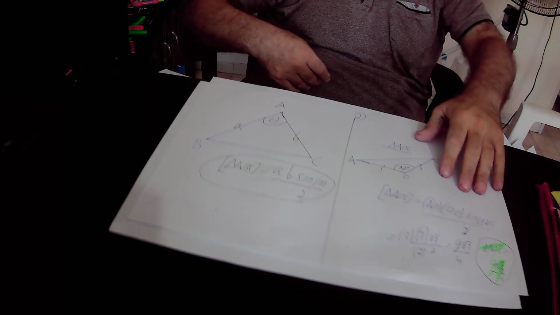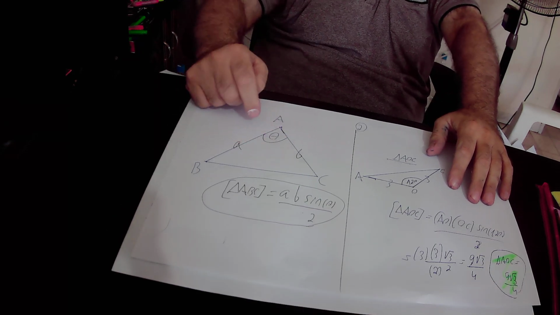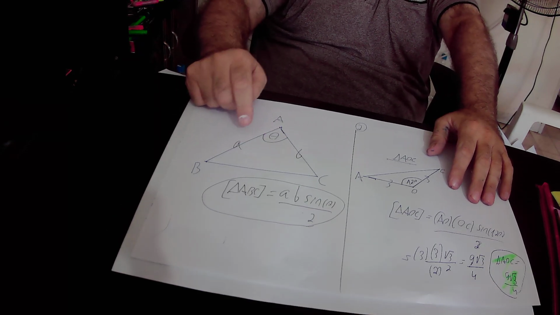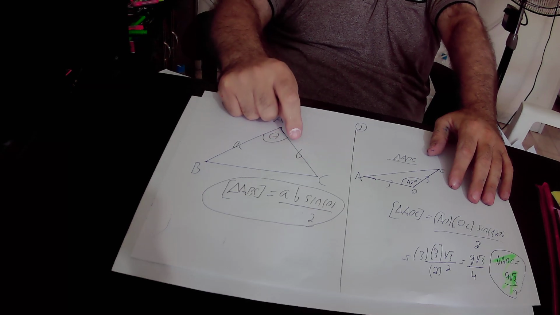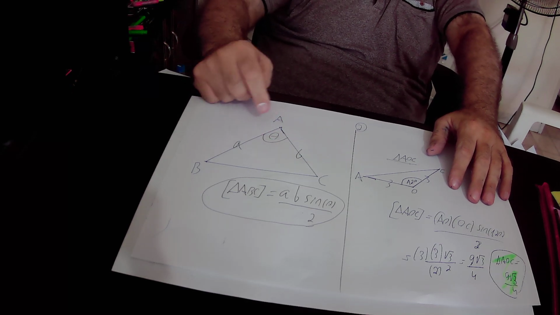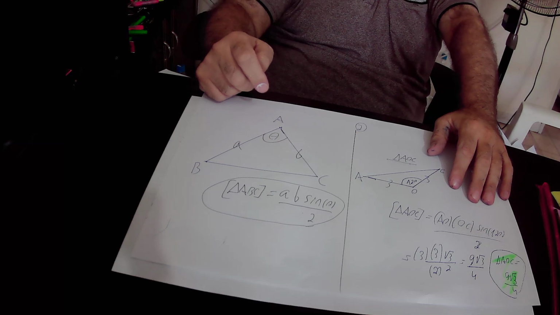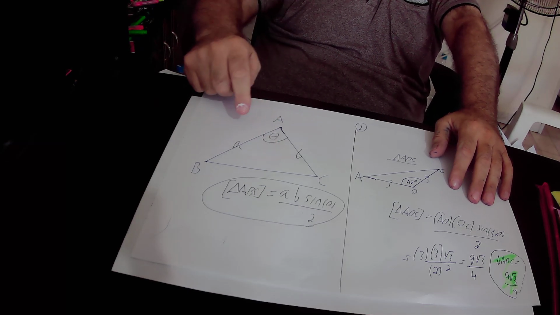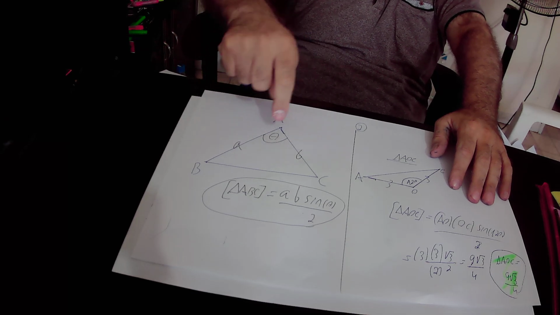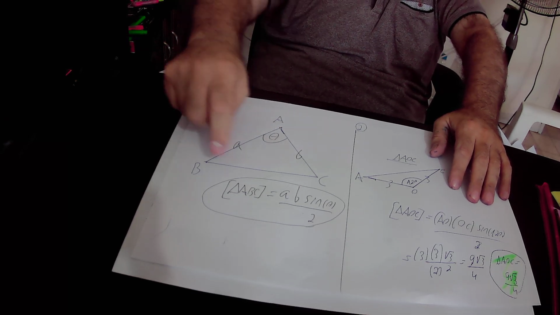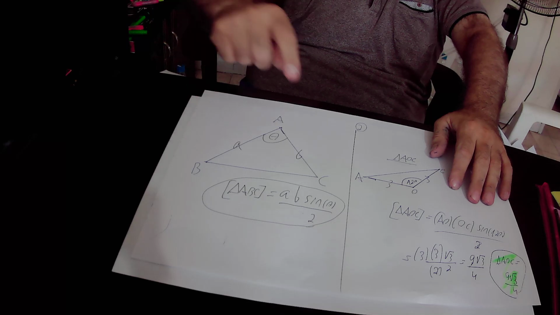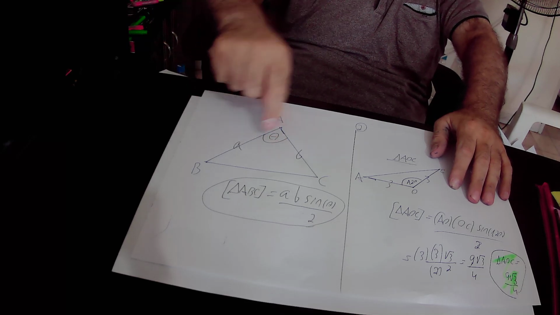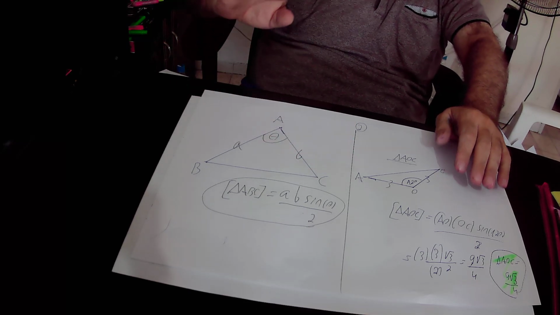Then I presented to you a new formula for the area of any triangle. We have this triangle ABC, that could be any triangle. The length of side AB is A units, the length of side AC is B units, and the angle between side AB and side AC is theta. Then according to the new formula, the area of triangle ABC equals A times B times sine theta over 2.